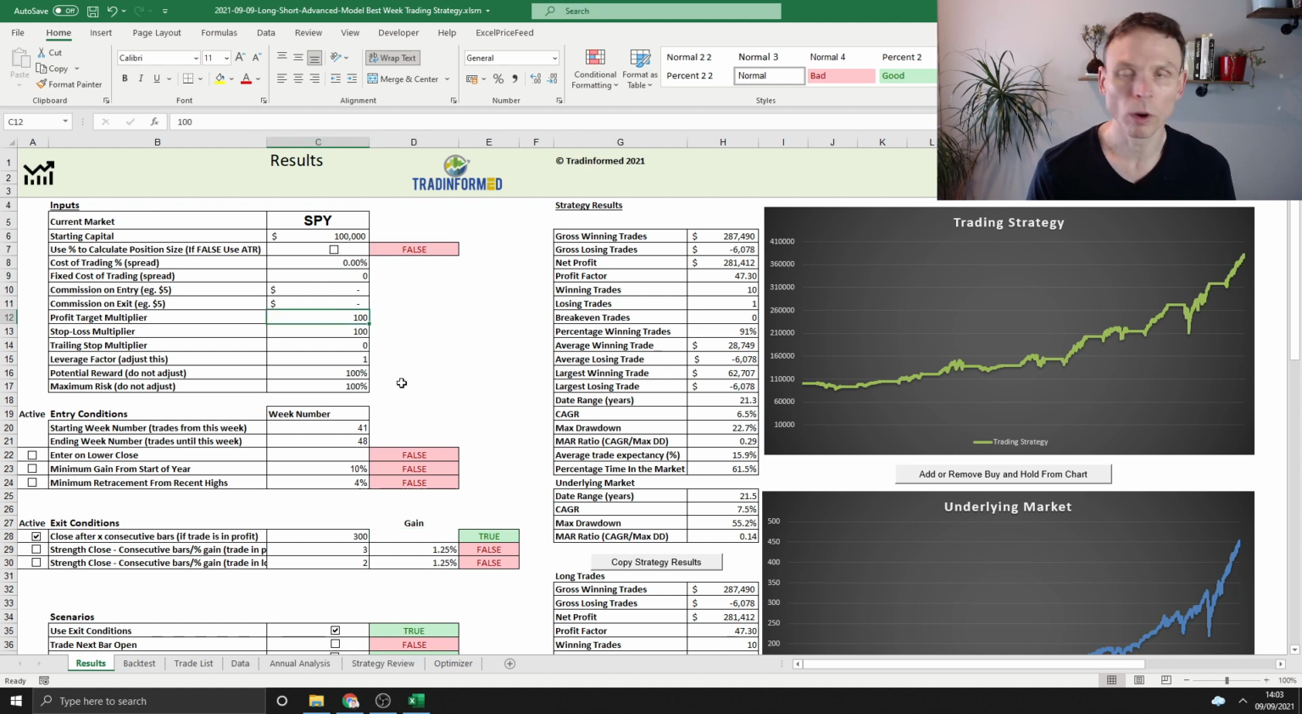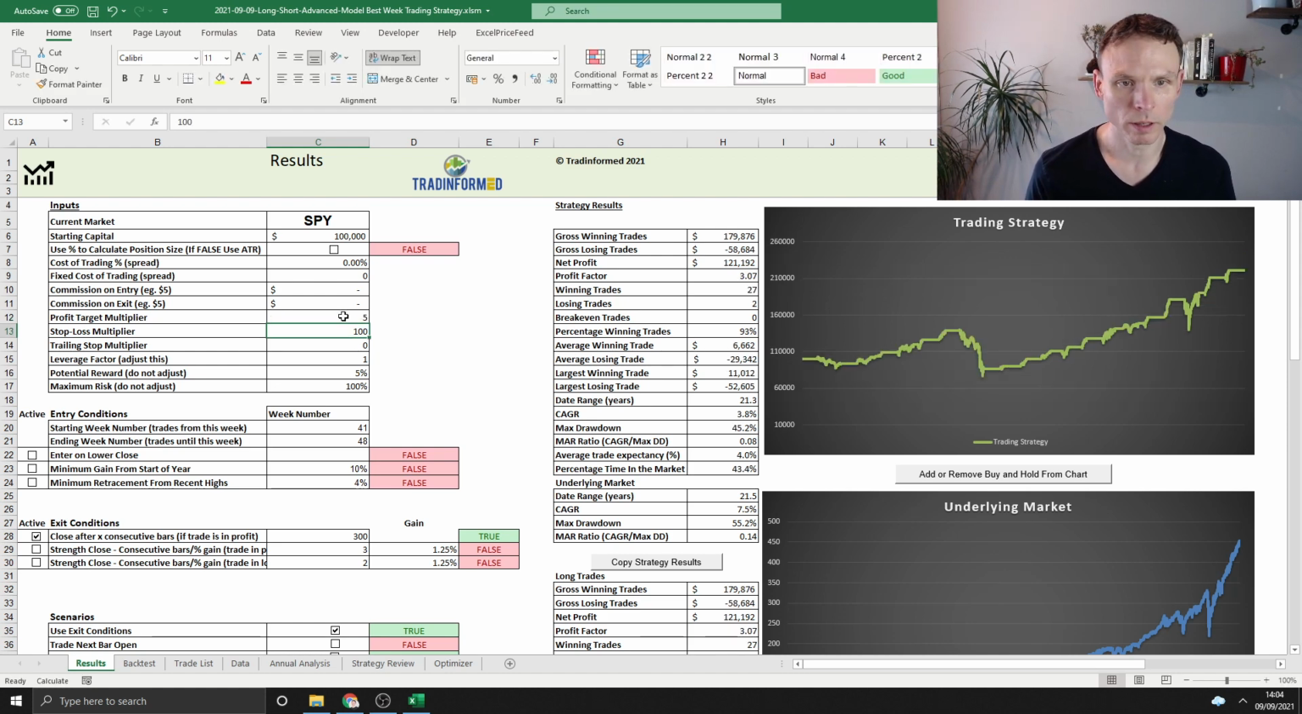What else can we do? Well, we can add a profit target. I'm using the average true range here to set profit targets. So if I want to set the profit target to 5 times the ATR, 6 times the ATR, etc., we can do that and very quickly scroll through.